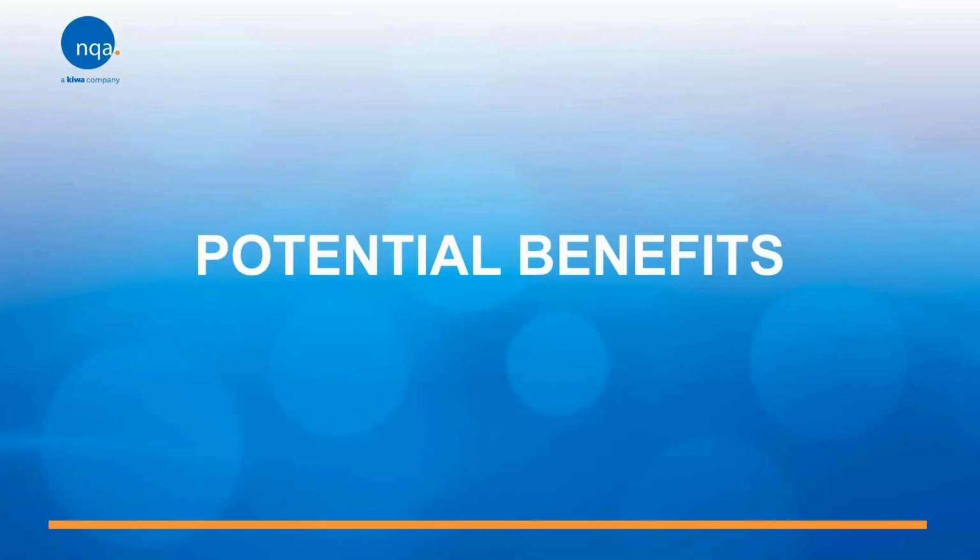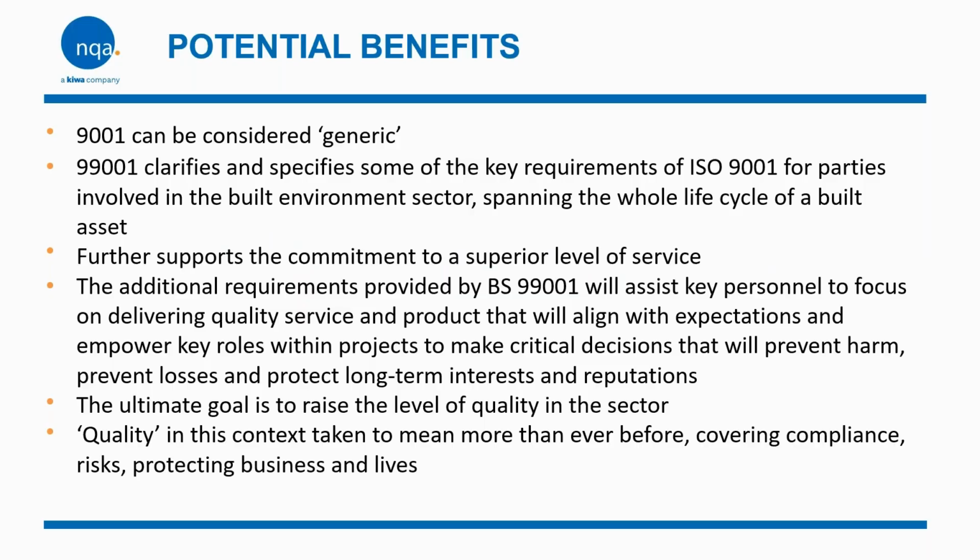So, potential benefits. Again, we've said 9001 can be considered generic. 99001 is there to clarify some of the specific requirements of 9001 for parties involved in the built environment. It further supports commitment to a superior level of service. The additional requirements provided by 99001 will assist key personnel to focus on delivery of quality service and product that will align with the expectation of empowered key roles within projects to make critical decisions and help prevent harm, prevent loss, and protect long-term interests and reputations.